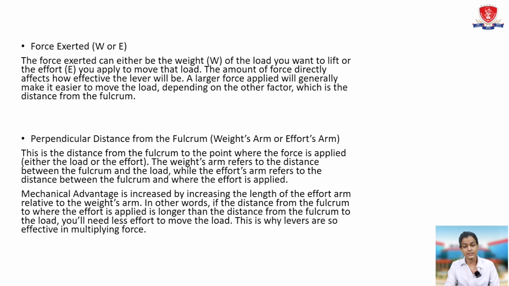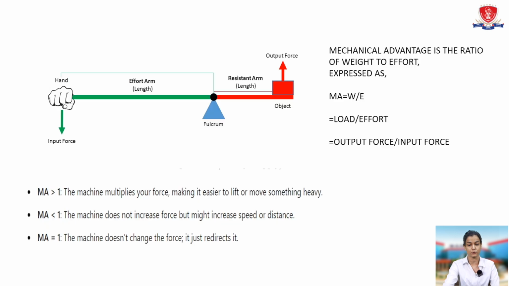Mechanical advantage is increased by increasing the length of the effort arm relative to the weight's arm. In other words, if the distance from the fulcrum to where the effort is applied is longer than the distance from the fulcrum to the load, you will need less effort to move the load. This is why levers are so effective in multiplying force. Now, we should see and understand this by a diagram.